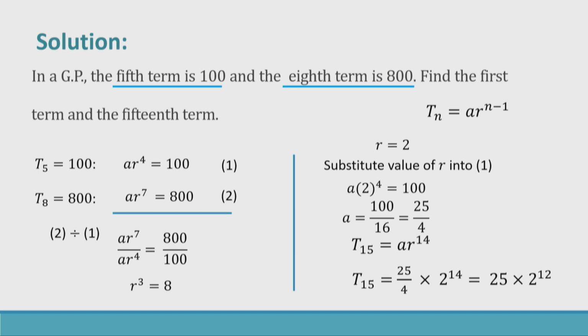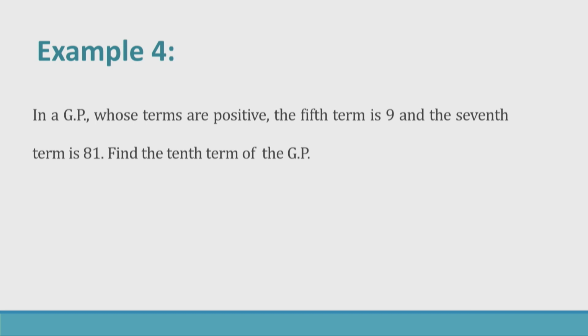I get 25 over 4 times 2 to the power of 14. Now 4 is 2 to the power of 2. Using the laws of indices, 2 power 14 divided by 2 power 2, I will get 2 to the power of 12. So T15 will give me 25 times 2 to the power of 12. Moving on to example 4.